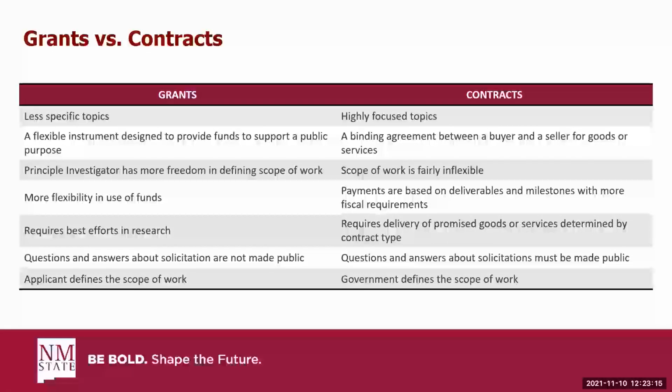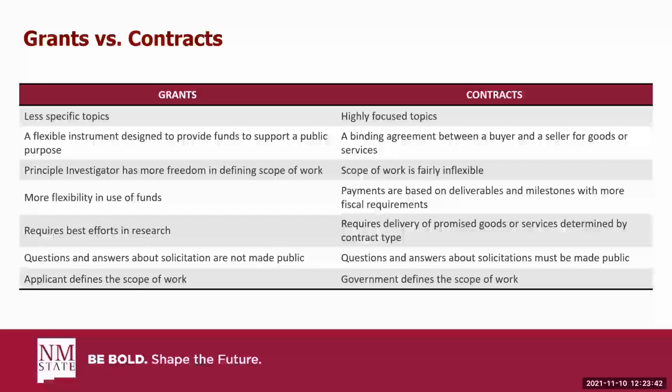And to that same note, you've got more flexibility in the use of funds with grants, whereas with contracts, your payments are based on deliverables and milestones with more fiscal requirements. So they're a lot more stringent is kind of the takeaway for that. Grants require best efforts in research, while contracts require the delivery of promised goods. This is a big one for when you are putting your proposal package together.